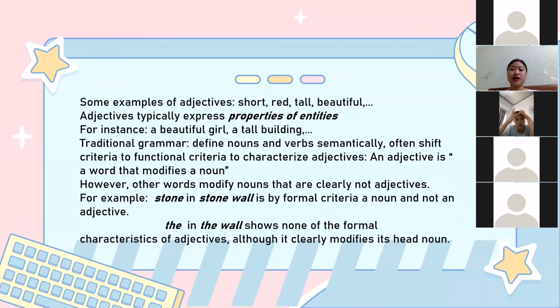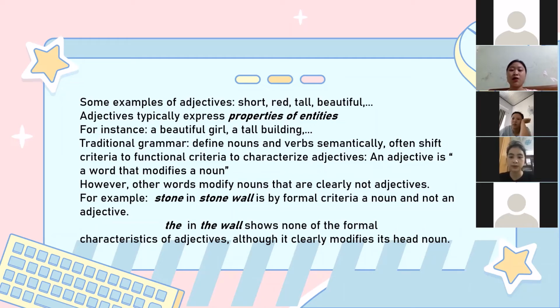To start with, some examples of adjectives in English include red, tall, beautiful, and many others. Adjectives typically express properties of entities. For example, a red apple, a beautiful girl, or a tall building.